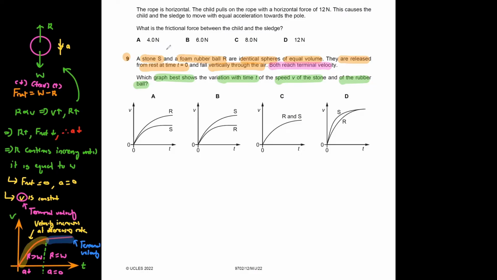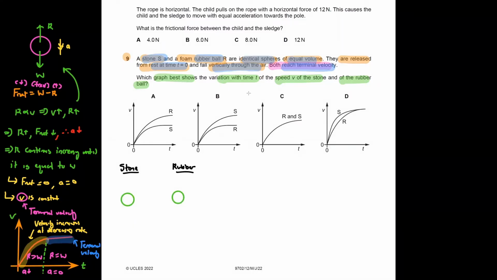Now let's just apply what we know to our question here. Looking at this question, you have two spheres made of two different materials. The first one is stone, the second one is rubber, and they are identical spheres of equal volume that are then released from rest at time t equals 0 and fall vertically through the air until they both reach terminal velocity. So let's just consider the individual cases. You have stone, and then you have rubber. Okay, so let me just draw out the spheres for you. This one representing the stone, and then this one representing the rubber.